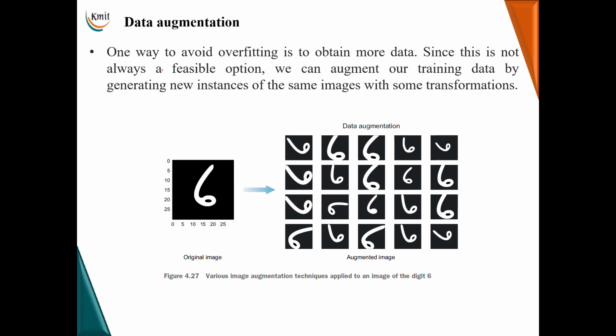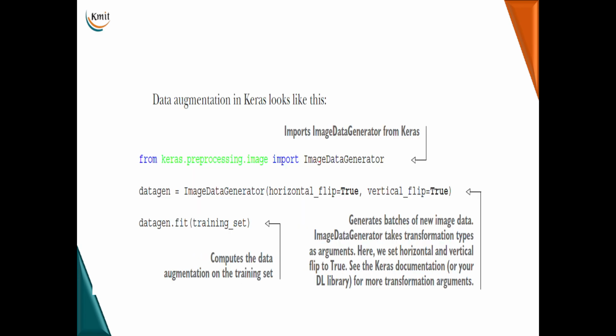Coming to the next method, data augmentation. This is the other method to avoid overfitting. You can see here, this is the original image and these are the augmented images of this original image. Various image augmentation techniques are here: flipping, rotating, all these are the augmentation techniques that are implemented here, thereby increasing the data. In data augmentation, this is how it looks in Keras, where we'll import the image data generator, which will implement data augmentation.